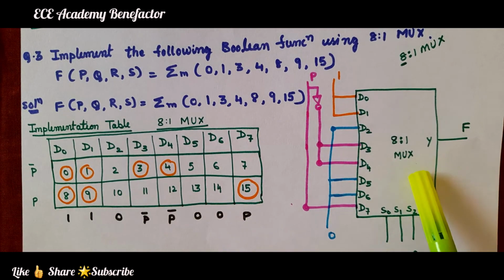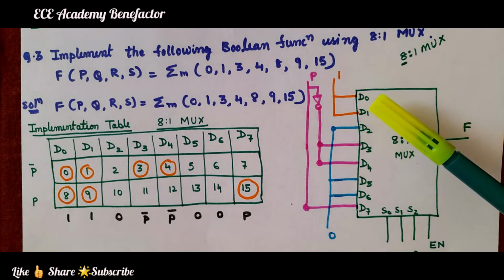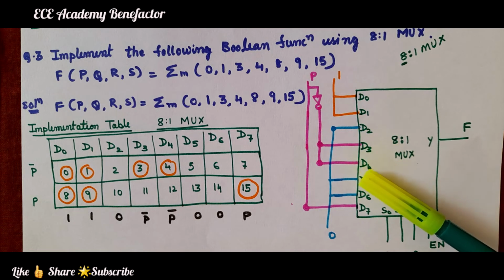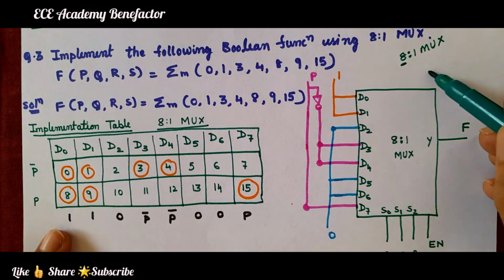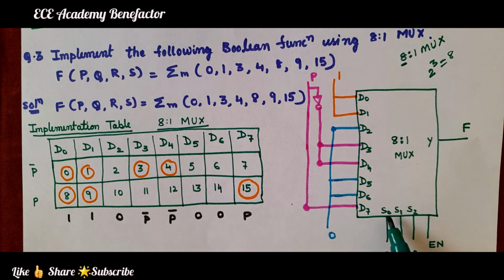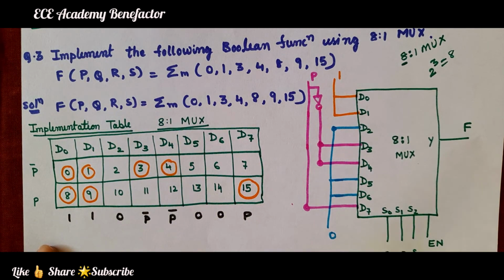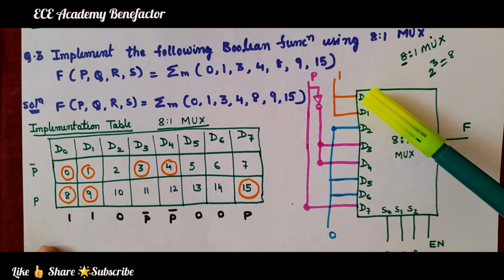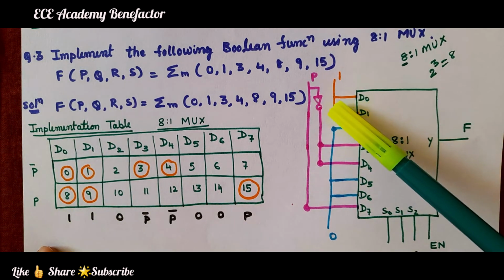Okay, so we have to implement using an 8:1 mux. 8:1 mux means 8 inputs D0, D1, D2, D3, D4, D5, D6, D7. How many select lines? 8 means 2 to the power 3 is 8. So 3 select lines S0, S1, S2. The leftover variables Q, R, S are connected to the select lines, and one enable input to enable the multiplexer. So where are D0 and D1 connected? D0, D1 are connected to 1.